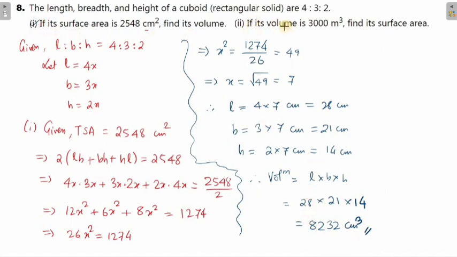The second part you will try by yourself. Here, in case of TSA, total surface area, you have been given the volume. So make use of the formula for volume. Find the value of x in the same way, find the length, breadth and height, and after that use this formula to find the surface area, that is the total surface area.